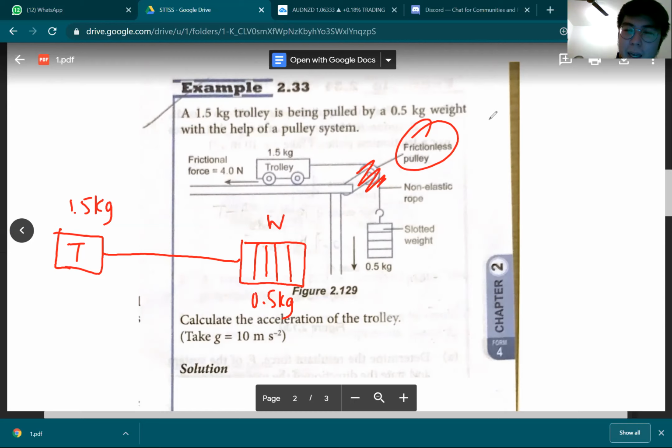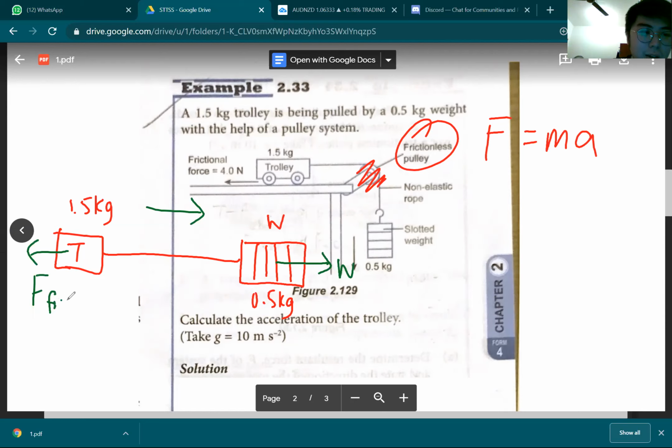We consider this as a whole, so straight away we calculate F equals ma. We know that the motion is moving to the right. So the slotted weight here is the weight, and here is the frictional force. The weight of the slotted weight is bigger than the frictional force. The weight here looks horizontal, but actually it's vertical, because I drew the diagram horizontally. It is actually acting down.